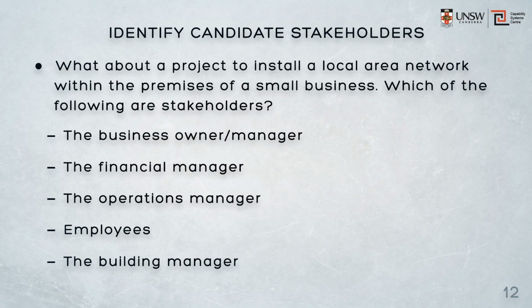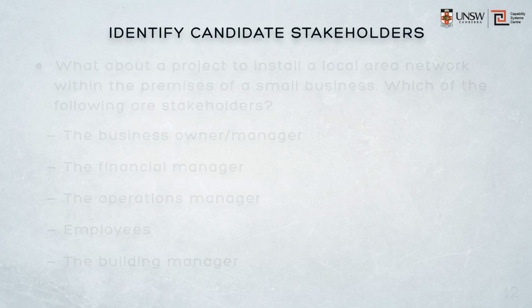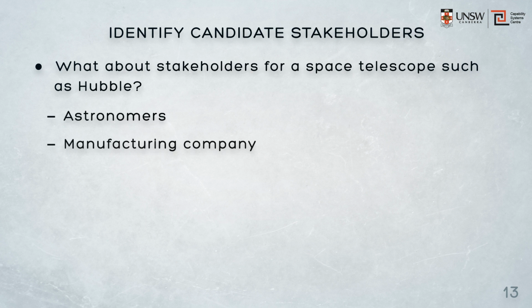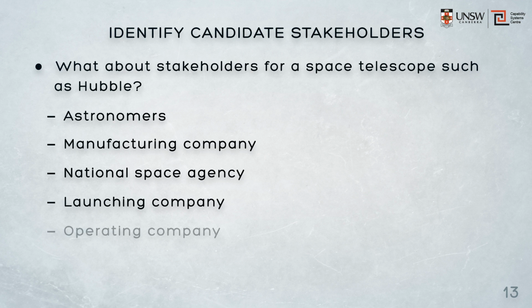Now, in these last two examples, it was sort of obvious at the outset who was the business owner, that is the project champion. Let's now look at a project that has greater scope, and in particular, one in which the chief stakeholder is not quite so obvious. Imagine, for example, a project such as the Hubble Space Telescope. Here are a list of potential stakeholders: astronomers, manufacturing company, National Space Agency, launching company, operating company, and politicians.